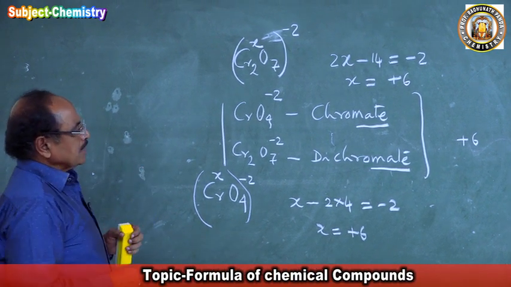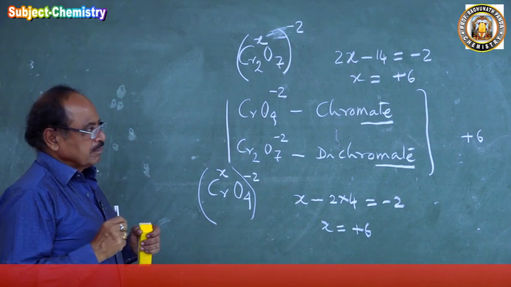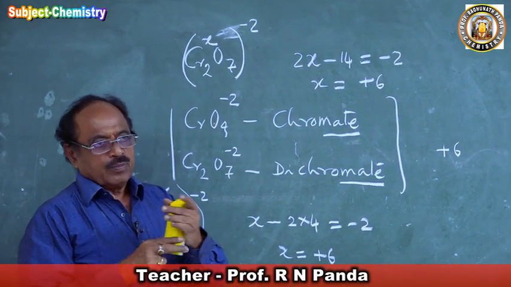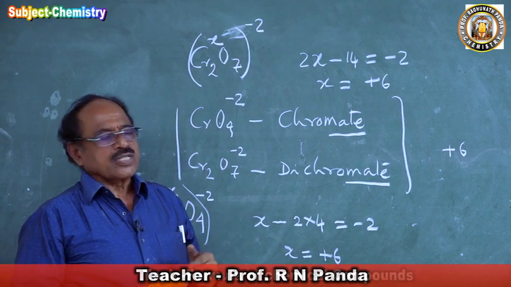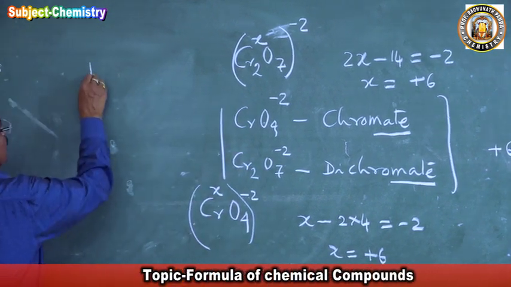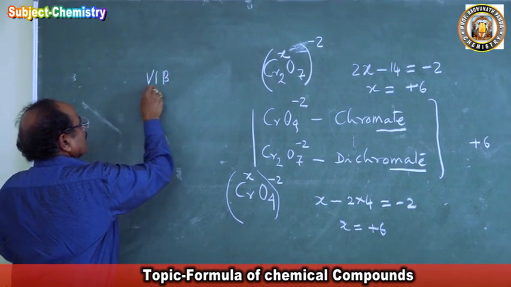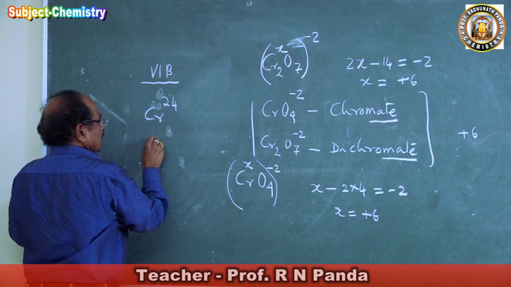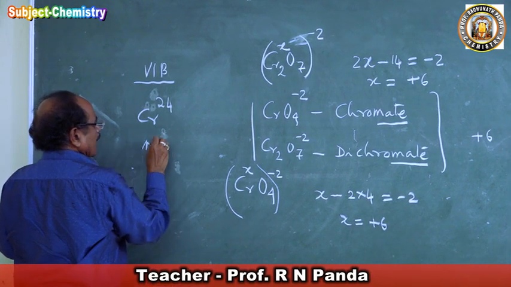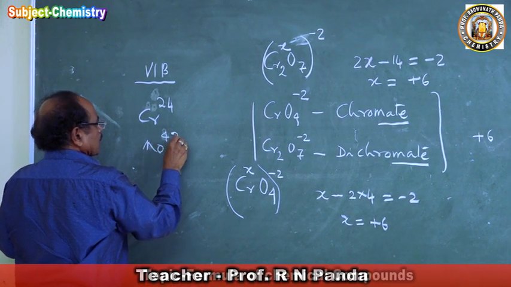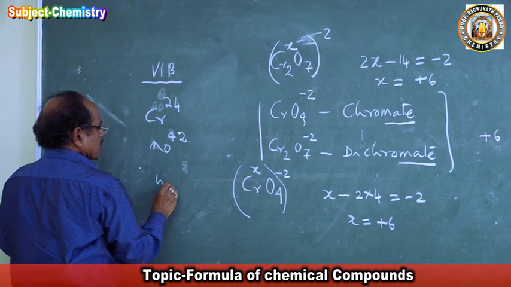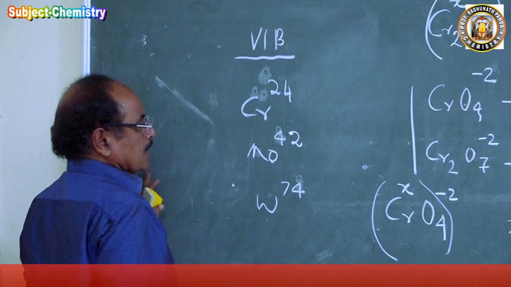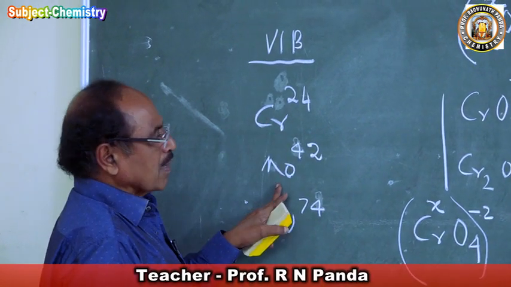Then below chromium there is molybdenum. If you go to the periodic table, I wrote to you last class, chromium, molybdenum, tungsten. These are the three elements in the 6B group of the periodic table. The elements are chromium, atomic number 24, then molybdenum, atomic number 42, and tungsten, atomic number 74.